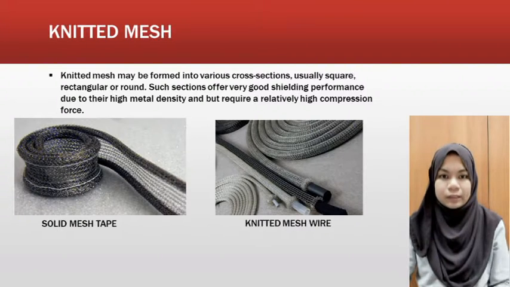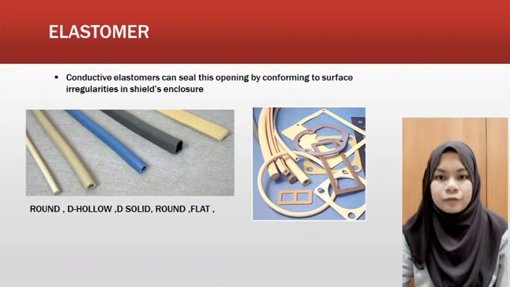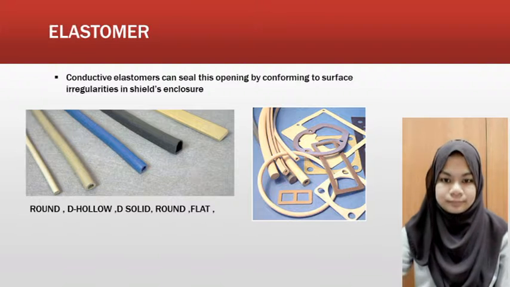For the first solution, knitted mesh are used. Knitted mesh may be formed into various cross-sections, usually square, rectangular, or round. Such sections offer very good shielding performance due to high metal density and require a relatively high compression force. Second solution is elastomer. Conductive elastomer can seal this opening by conforming to the surface irregularities in the shield enclosure.